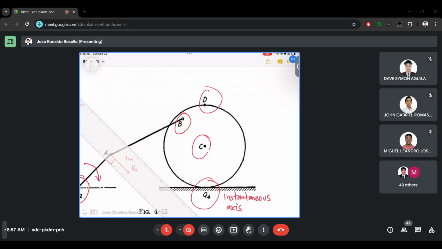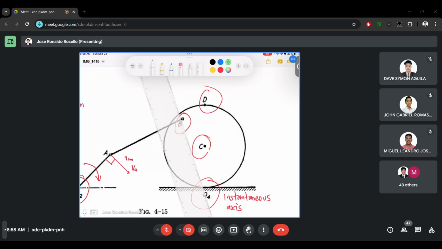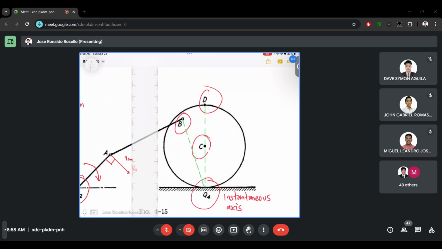So what we have to do now is make reference lines connecting the points to the instantaneous axis, just like what we did earlier. So I'll make an intermittent line here, also for C and D. This is very crucial because without these lines, we don't know the directions of B, C, and D.